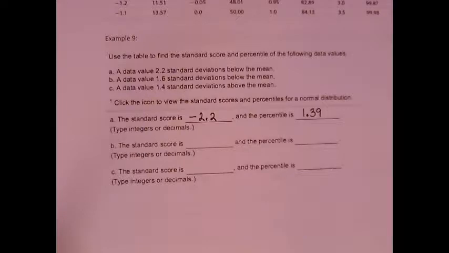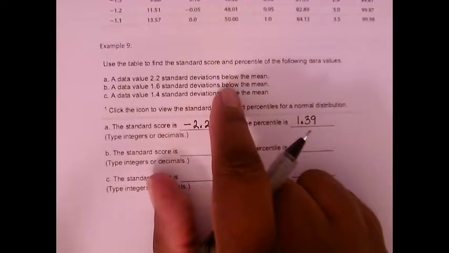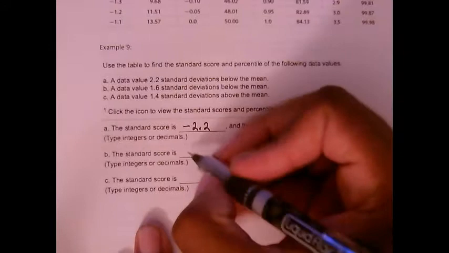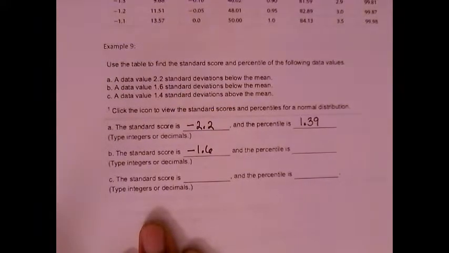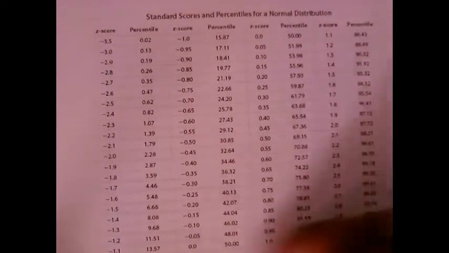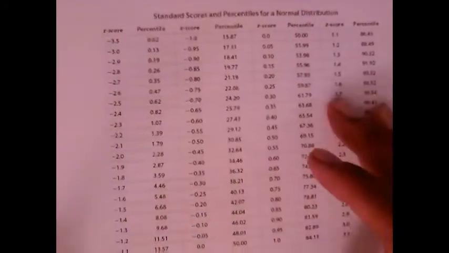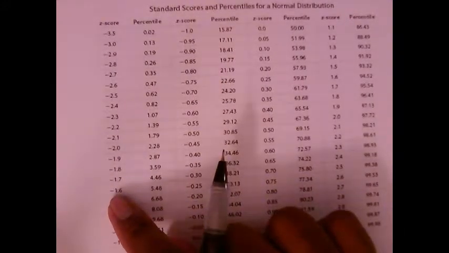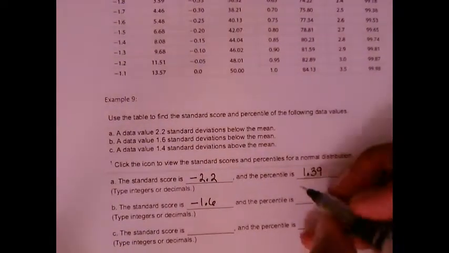Now part B, the standard score for a data value 1.6 standard deviations below the mean. Again, it's below the mean, so that 1.6 has to be negative. So it'll be negative 1.6 standard deviations below the mean. And the percentile is, let's find negative 1.6 in the table. Negative 1.6 is here. The data value here is 5.48. So the percentile for negative 1.6 is 5.48.